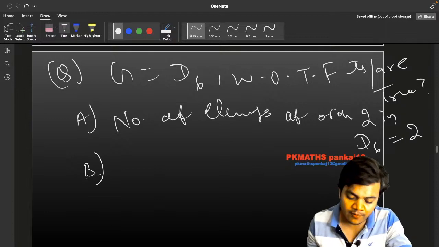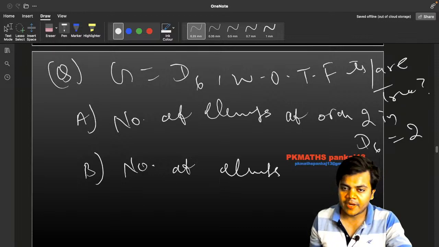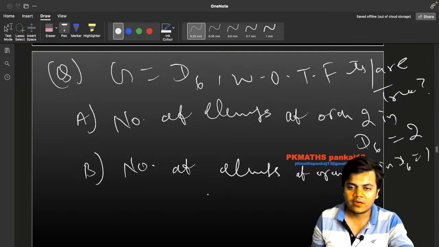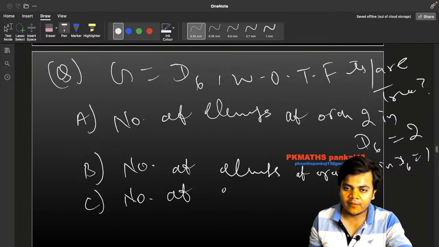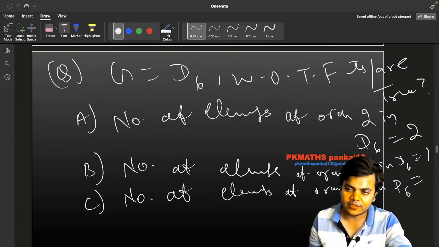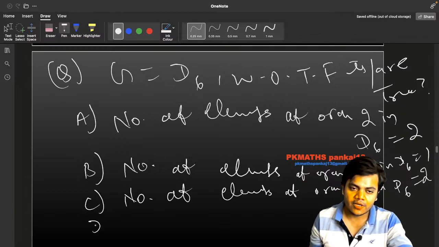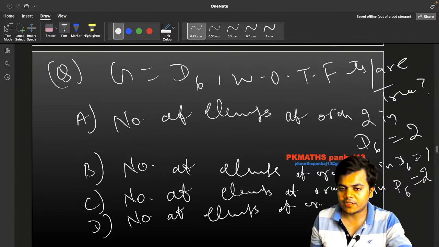Option B is, number of elements of order 1 in D6 is 1. Option C is, number of elements of order 3 in D6 is equal to 2. And option D, number of elements of order 6 in D6 is equal to 2.